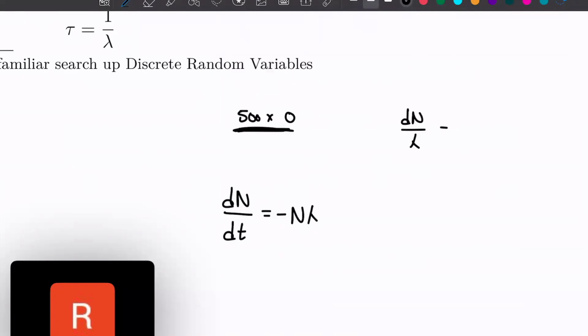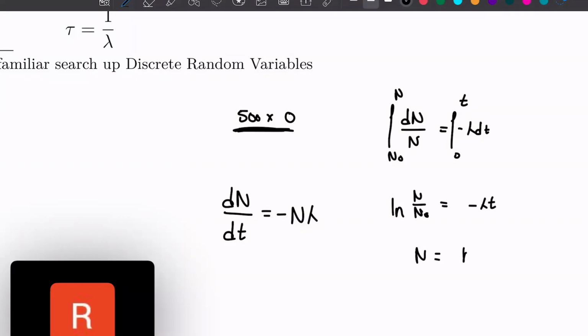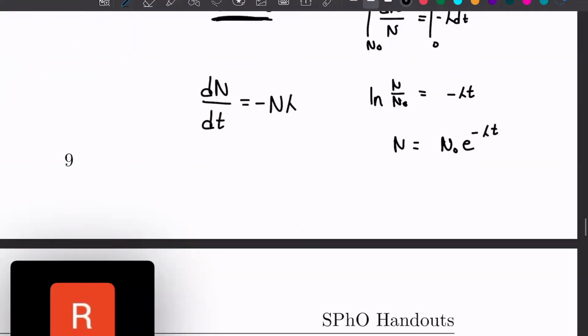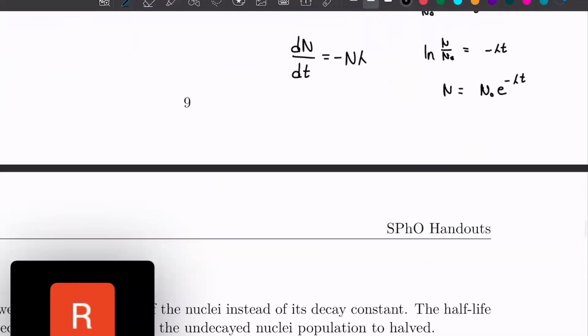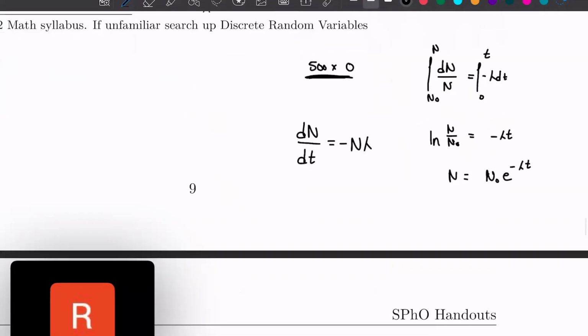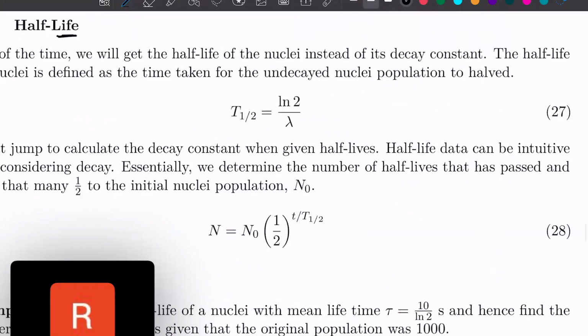dN over lambda... dN over N equals lambda dt. Then if you integrate both sides, you get ln N, with your initial conditions N naught to N, and 0 to t. You get N over N naught equals e to the power minus lambda t, and then N equals N naught e to the power minus lambda t. Okay, if anyone is unfamiliar with this, just call out, then I'll elaborate on this.